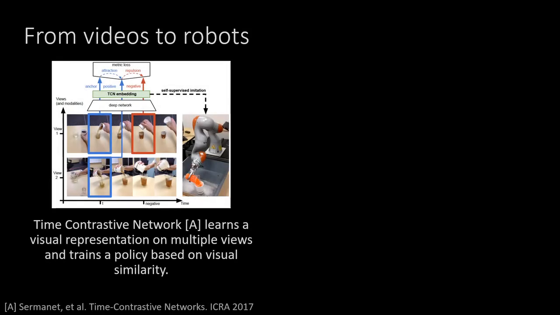We discuss two previous works that learn to perform tasks using video demonstrations. Time-contrastive network learns a visual representation on multiple views and trains a policy based on visual similarity. Compared to TCN, our approach does not require multiple views, nor extensive training data.